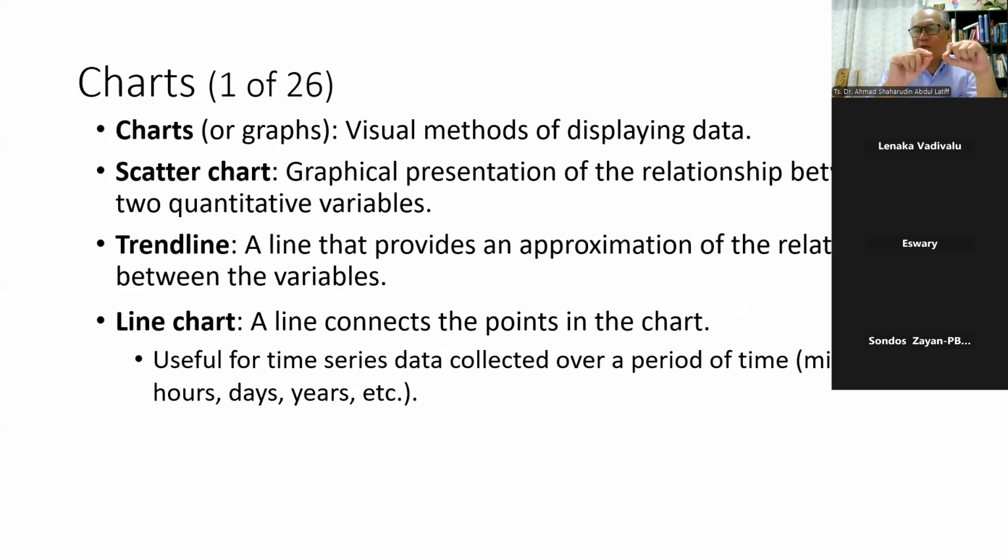approximation, because it is not specific on the lines, but you can make a curve. Yeah, it can be a curve or it can be a straight line, depending on the regression value. So a line chart is a line that connects points in the chart. So you have points and then you connect them. It can be useful for time series and so on.